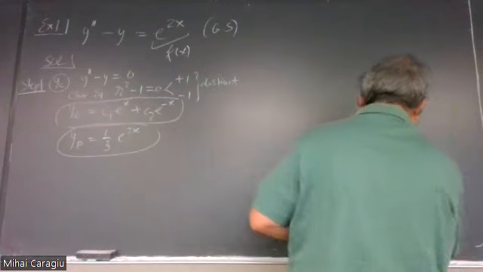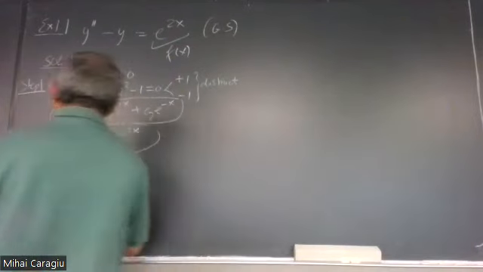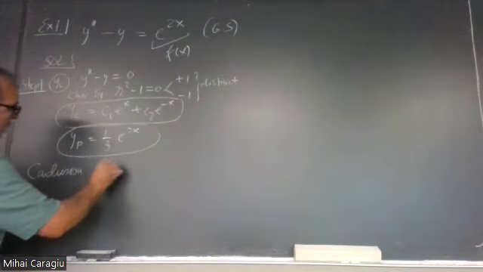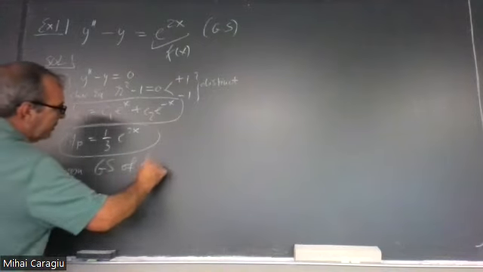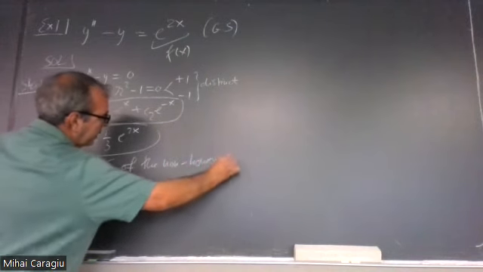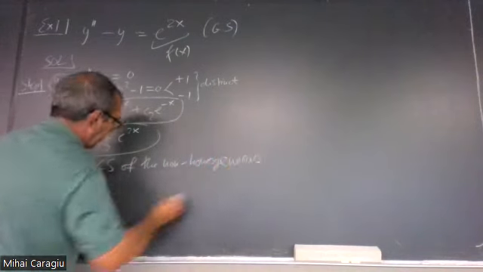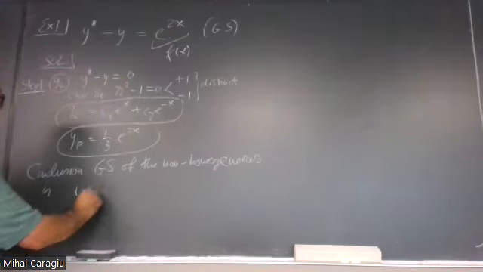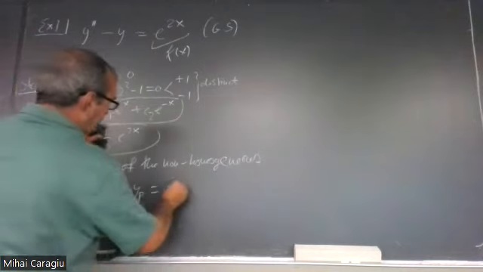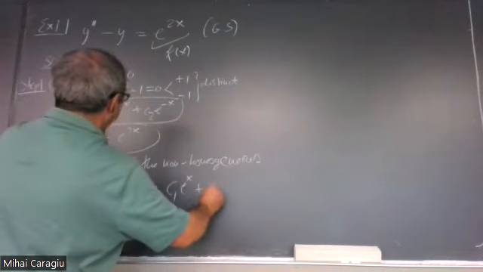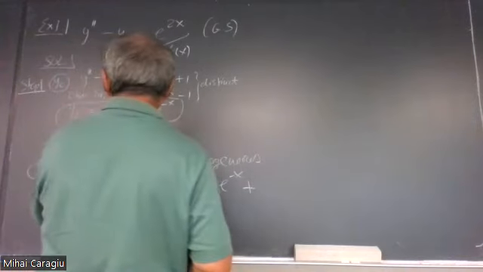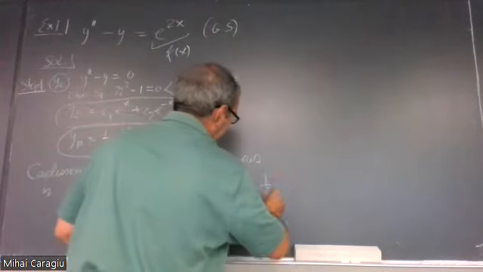So what will be the conclusion? The conclusion is that the general solution of the non-homogeneous equation is y equals y sub c plus y sub p, which equals c1 e to the power x plus c2 e to the minus x plus y sub p, which is 1/3 e to the power 2x.